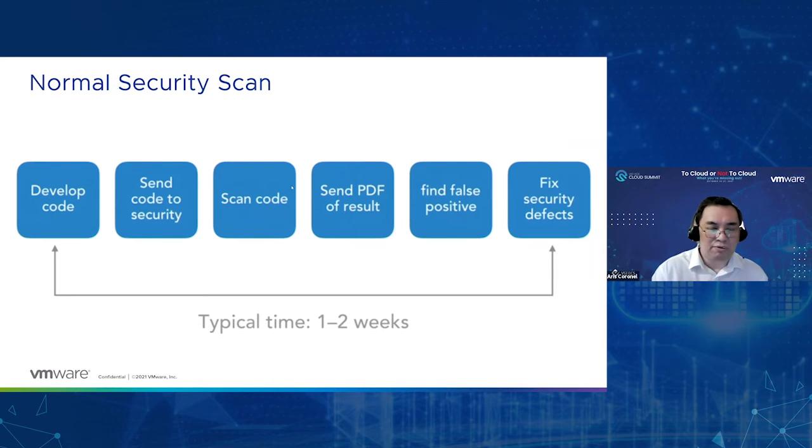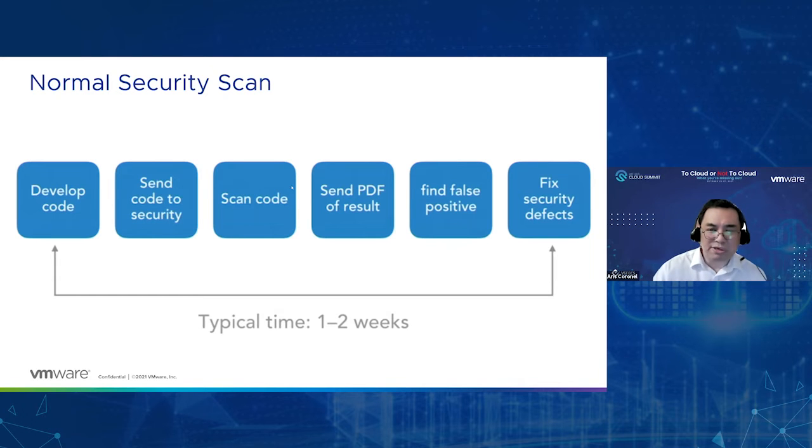It starts off with the developer developing code, and then the code is sent to the security team. The security team then reviews it. They scan the code, create a PDF of the results of the scan, then they look for false positives. And then finally, the security defects are fixed. All in all, on average, this takes 1 to 2 weeks. And it's a very, very manual process.